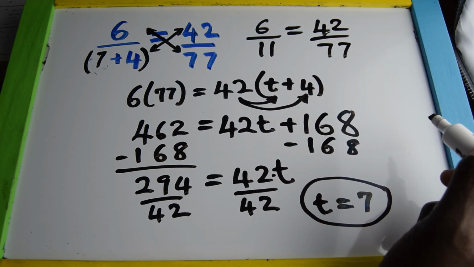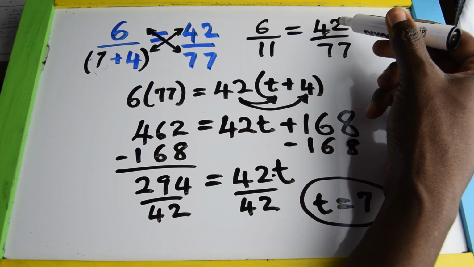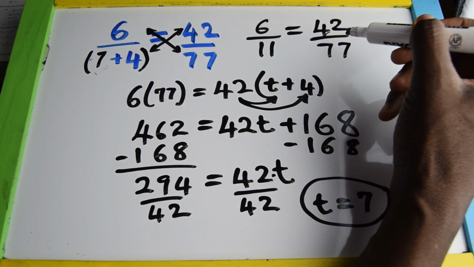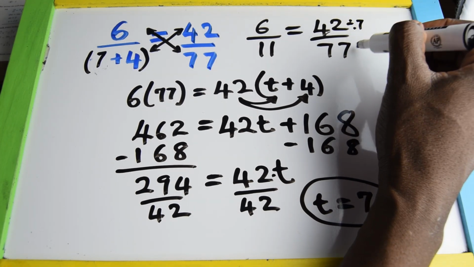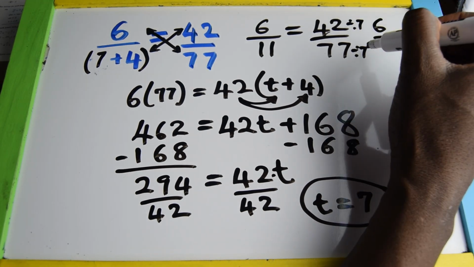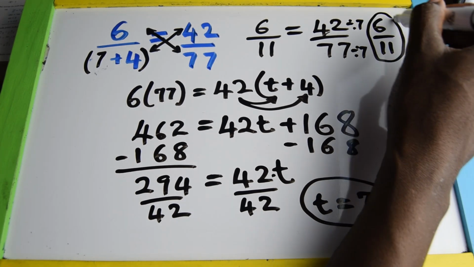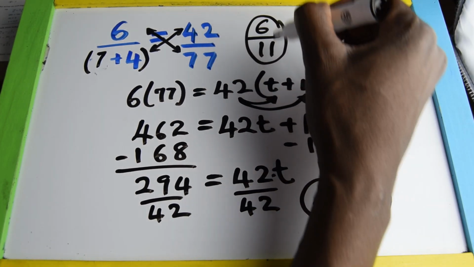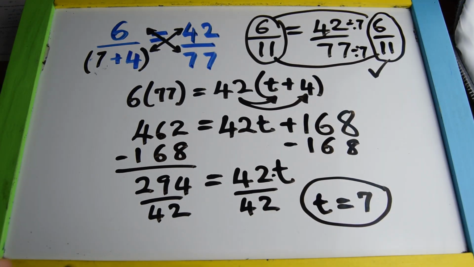Let's check our answer. What number divides both 42 and 77? Let's try 7. Divide this by 7, divide by 7. Now 7 divides 42 six times, and 7 divides 77 eleven times. If you look at this, 6 over 11 and 6 over 11. Because they are the same, this checks out. And that is how you solve cross products that have a little bit of complexity.